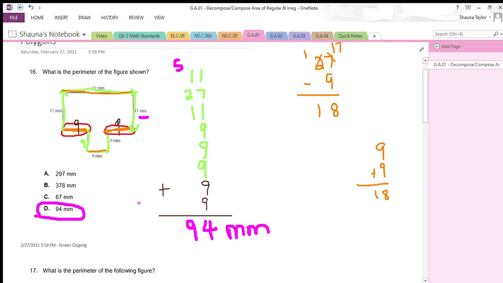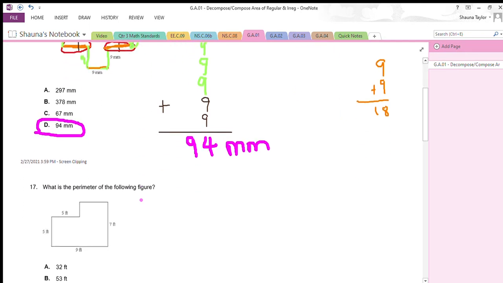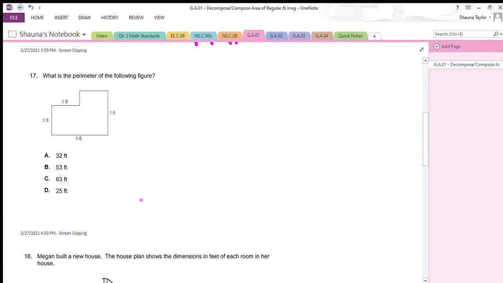Okay, let's go to the next one. So be aware of that. You might have some perimeter problems show up. You never know. Okay. Oh, look, another perimeter problem. Okay, so let's go write it up. So what do we know? I know from here to here is 7. I know from here to here is 9. I know from here to here is 5. And I know from here to here is 5. So the part I don't know are these parts right here. So how do I figure that out?